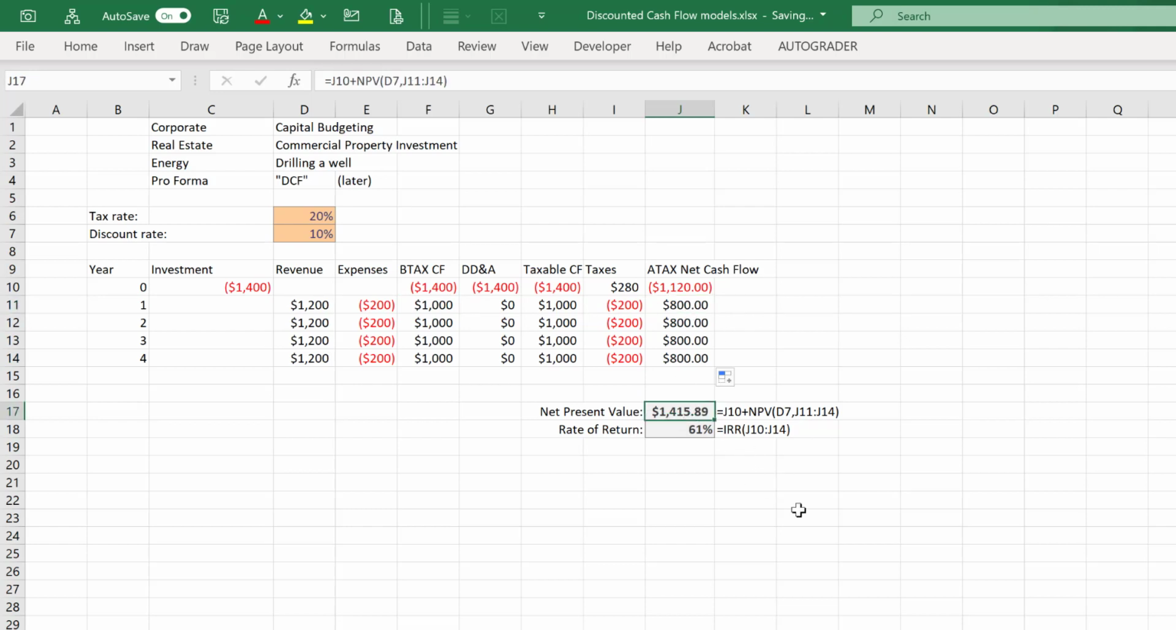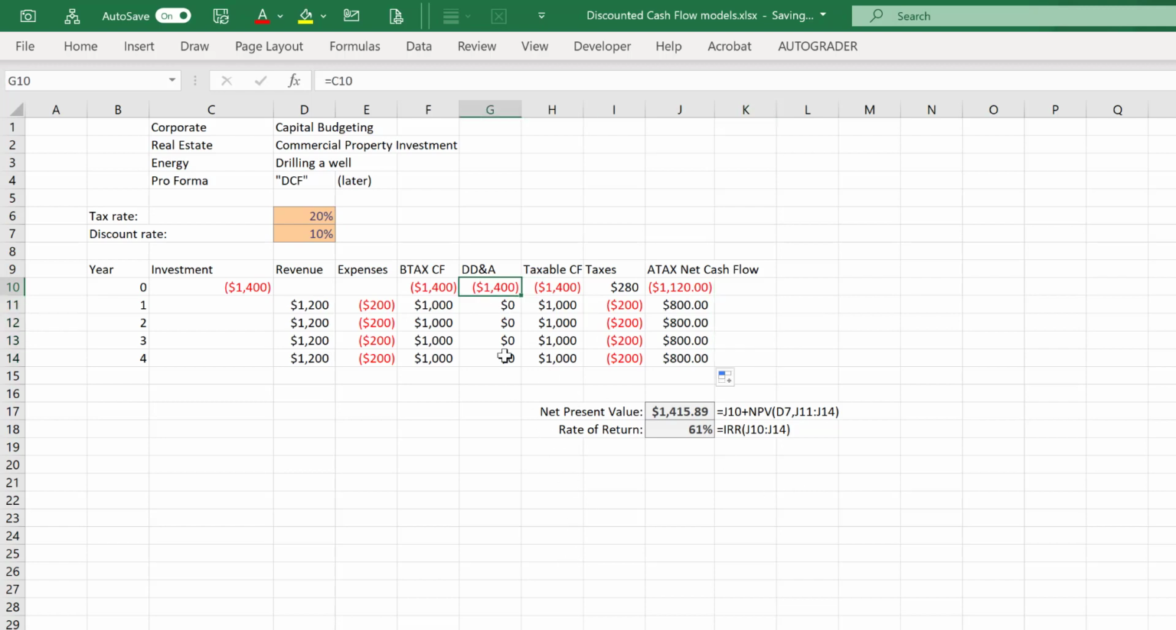Notice that the net present value went down because we had to pay some of our profit in taxes, but the rate of return didn't change. The discount rate that would make this NPV 0 is the same whether the tax rate is 20% or whether it's effectively 0 as it was in the earlier problem. That's because we just reduced all of these cash flows by 20%, whether they were positive or negative. We reduced the magnitude of them by 20%.